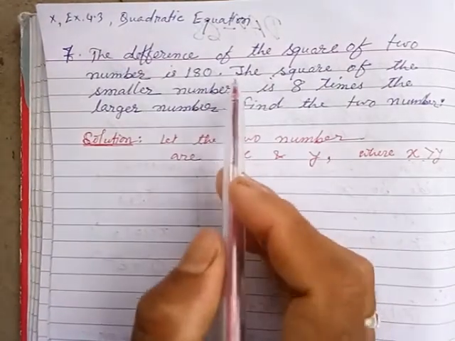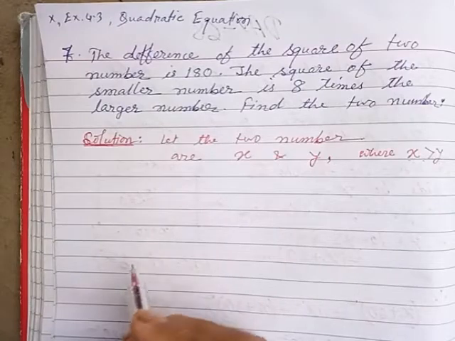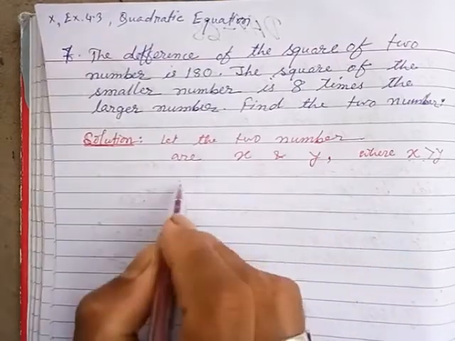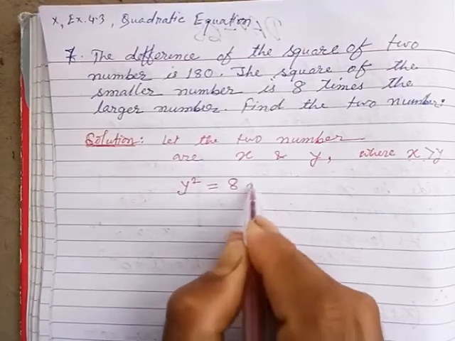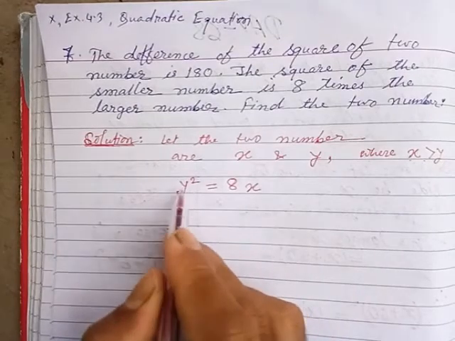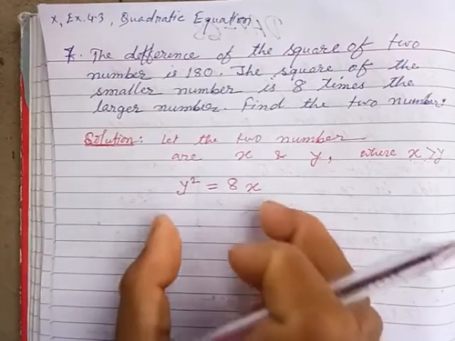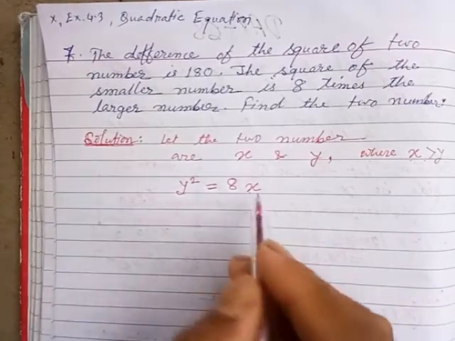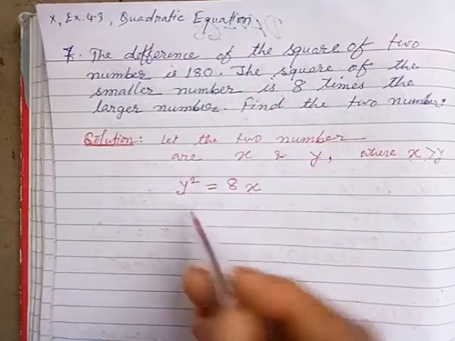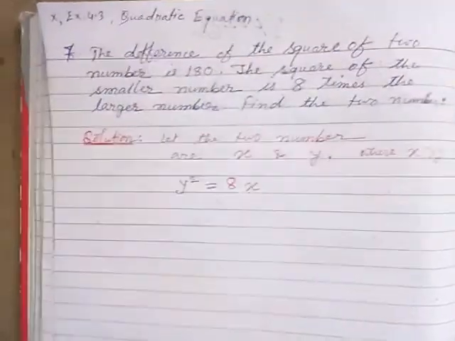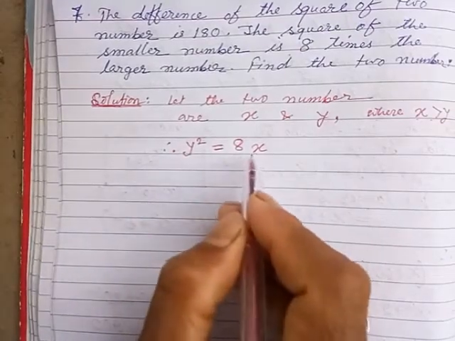Now you see in the second line, the square of the smaller number is 8 times the larger number. Here y is the smaller number. Writing the second line in algebraic form: the square of the smaller number is 8 times the larger number. Therefore, y squared is equal to 8x.